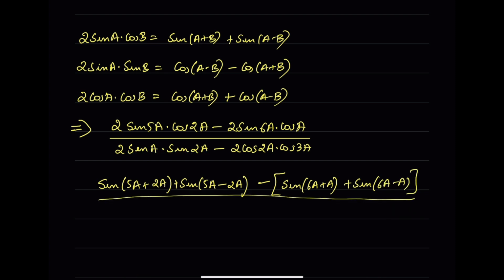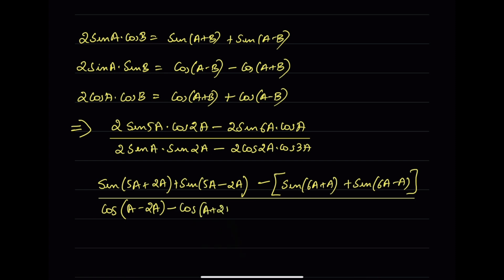Now this whole thing divided by cos of a minus b minus cos of a plus b. So that will be cos of a minus 2a minus cos of a plus 2a, minus, again be careful with the parenthesis here. So this will be cos of a plus b, which is 2a plus 3a, plus cos of a minus b, which is 2a minus 3a.